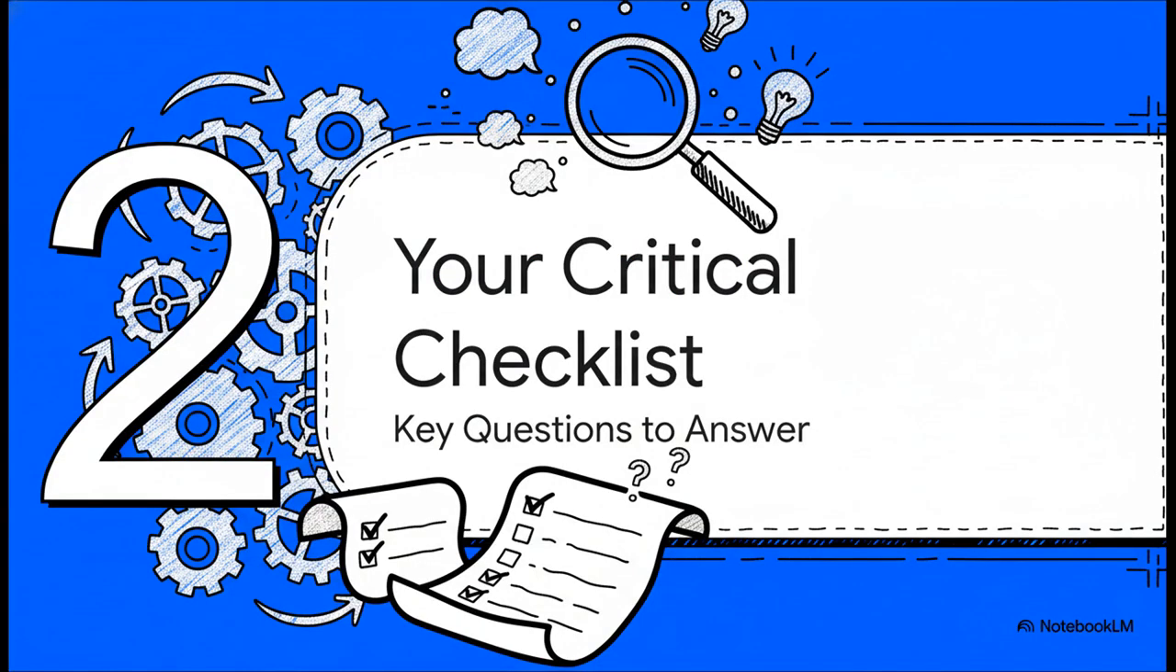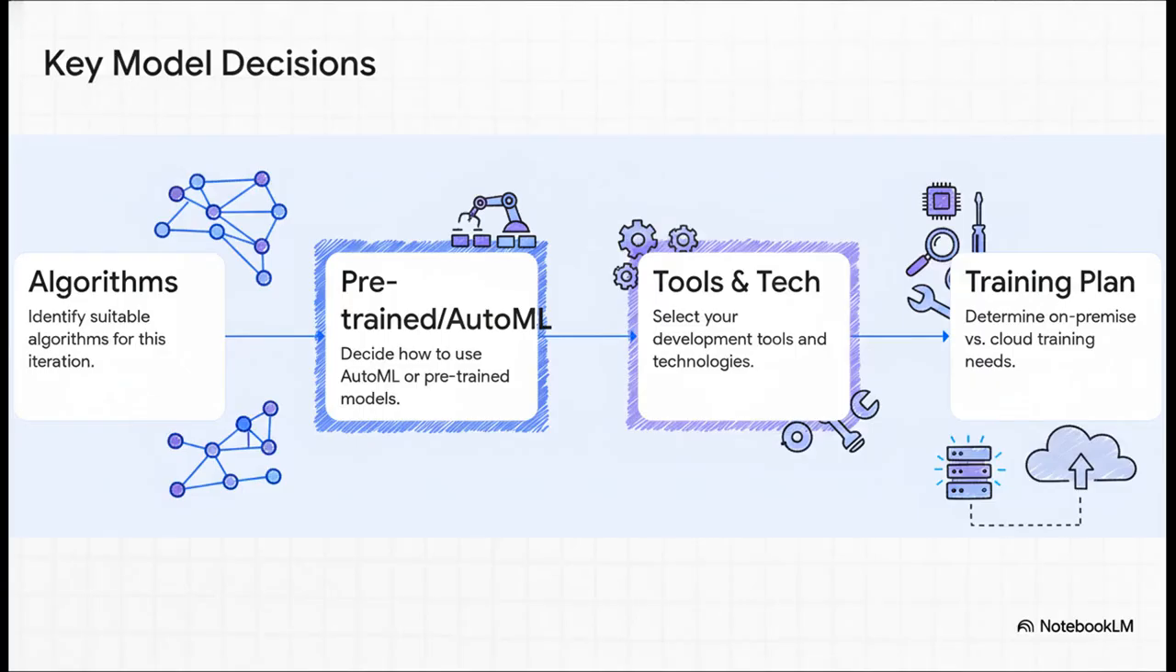Okay, so with all these powerful tools out there, how do you actually make the right choice? Well, that brings us to the critical checklist. These are the key questions your team absolutely must answer before you even think about writing a single line of code. So here they are, the 4 core decisions. First up, which algorithms can actually solve your problem? Second, how are you going to use shortcuts like AutoML and pre-trained models to speed everything up?